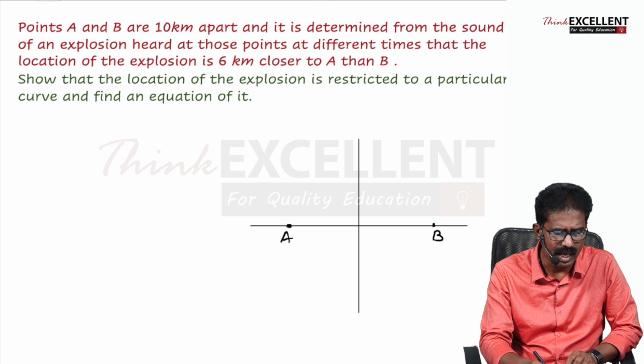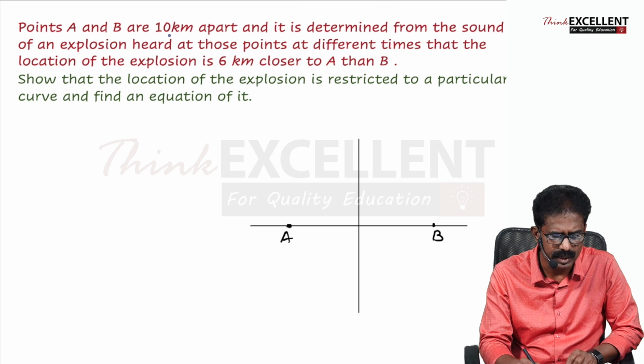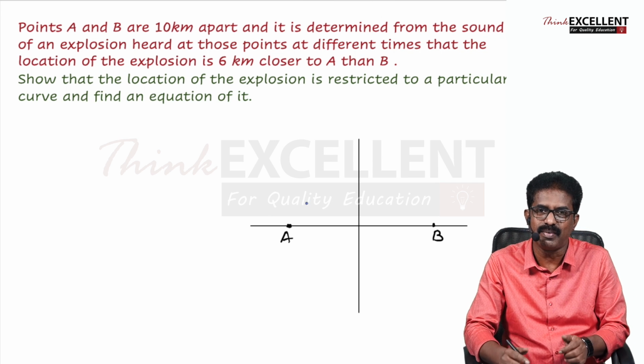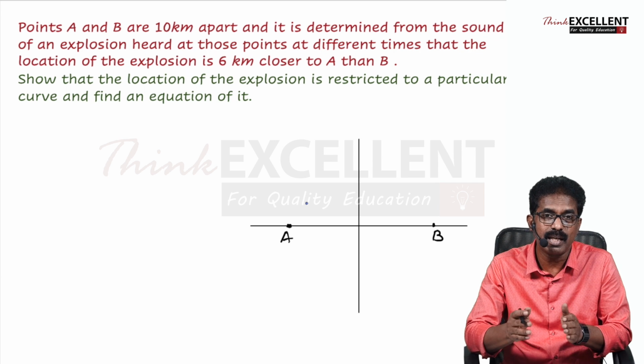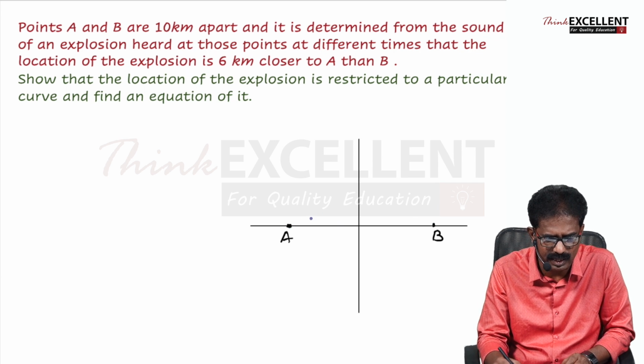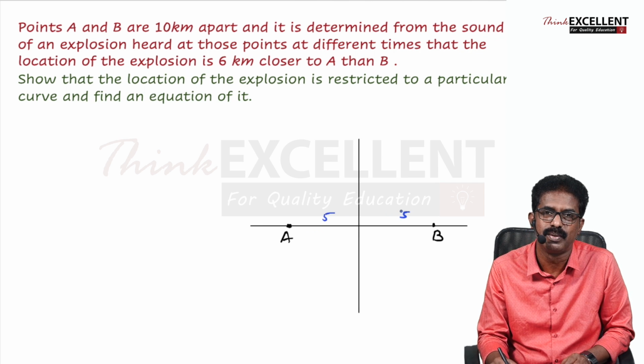Points A and B are 10 kilometers apart. See the diagram, I'm taking the very easy way. Points A and B are 10 kilometers apart. So A is here, B is here. 10 kilometers apart means this distance is 5 and this distance is 5.